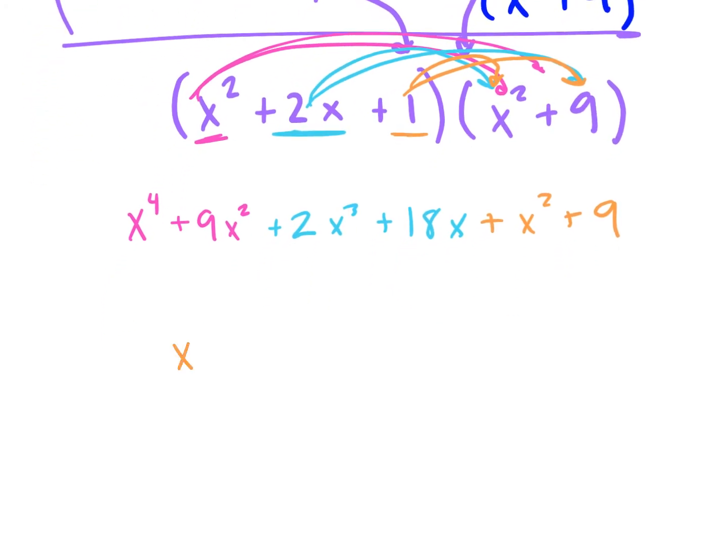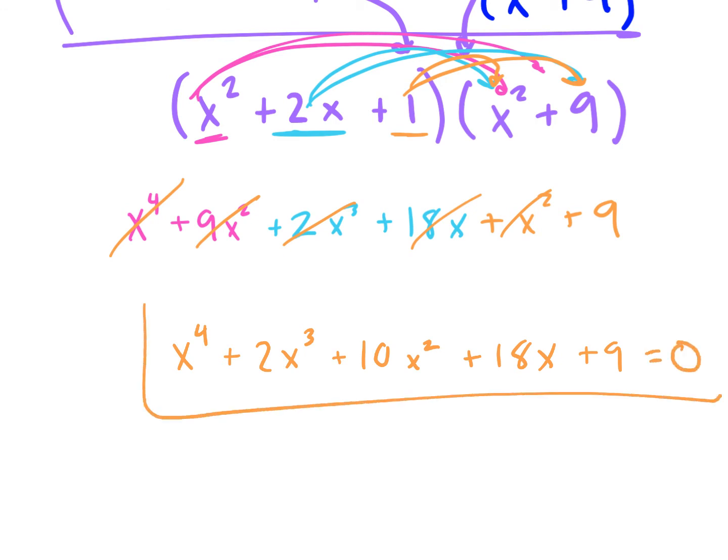So I have x to the 4th power, only one of those. Next, I'm going to move on to x cubed, so that would be plus 2x cubed. I'm going to add my x squared. So I have 9x squared plus x squared would be plus 10x squared, then plus 18x, then plus 9. And then whenever you write your answer, you have to put equals 0, because it gave us the zeros to start. So this would just be our polynomial equals 0.